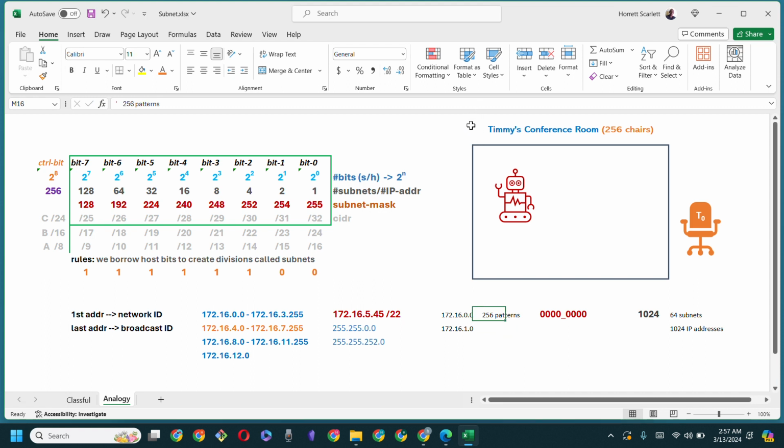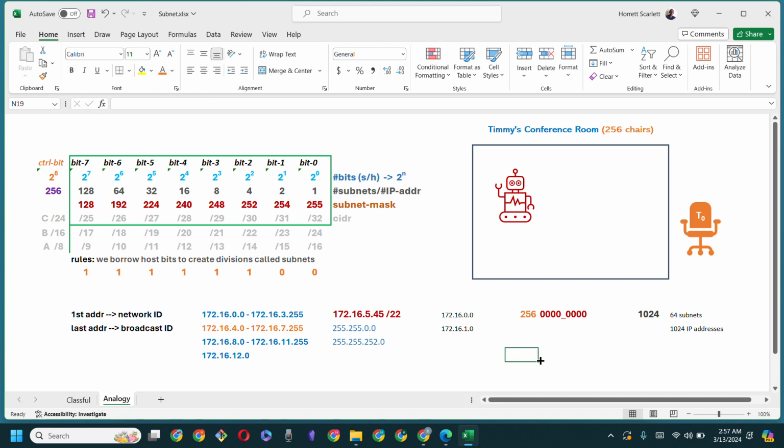Just give me a second. Something looks odd here. Alright, let's do it that way. Let me change this color.